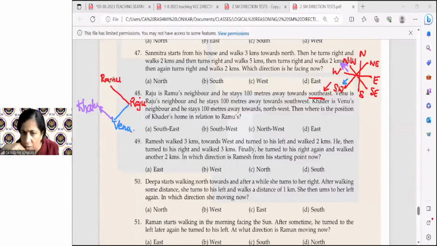This is Ramu. From Ramu to Khadar. In relation to Ramu, not in relation to Khadar. In relation to Ramu, where am I going? This direction. So this is what direction? This is southwest direction. So southwest should be the answer. Let me see if I have the answers to this. 48, B is the answer. Okay, southwest. Have you understood this?